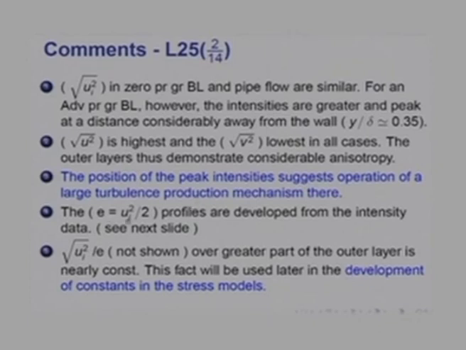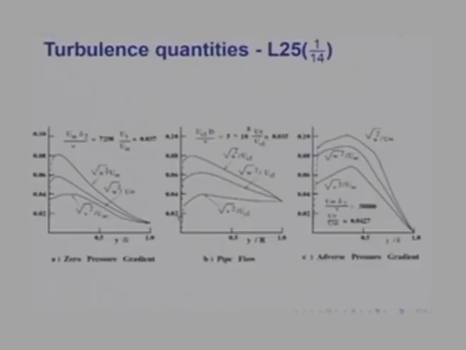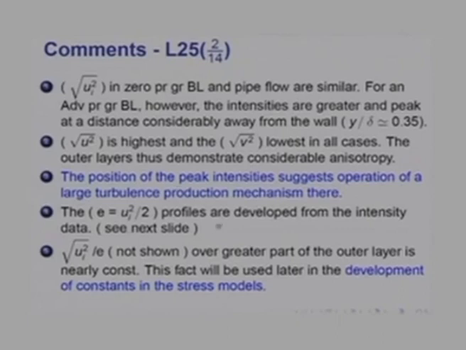E, which is u prime squared plus v prime squared plus w prime squared divided by 2, profiles are developed from the intensity data. That is, you simply add up the three components and divide by 2 to give you the kinetic energy data, which I will show on the next slide. And ui prime squared by E data, although we have normalized with respect to u infinity, you can also get data which is ui prime squared by E, over greater part of the outer layer is nearly constant. This fact will be used in the development of constants in the stress models that we shall discuss later.